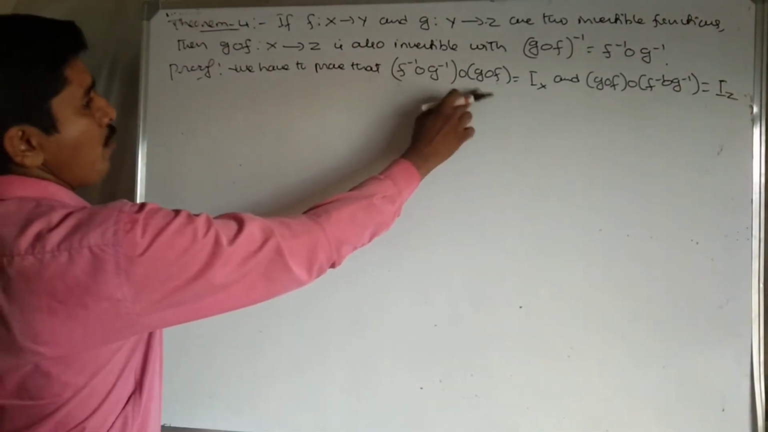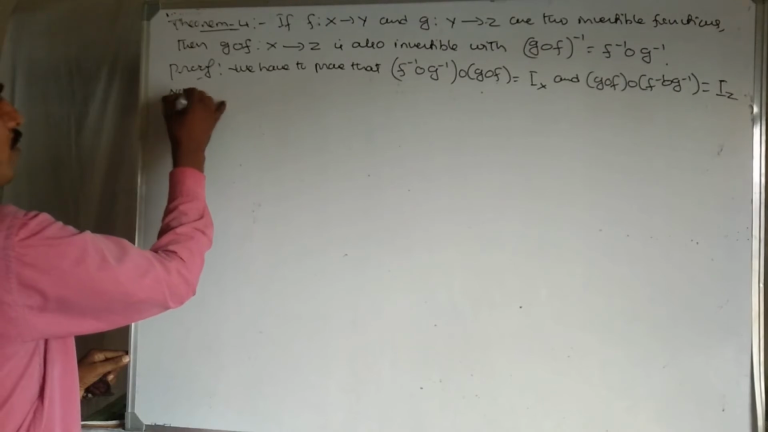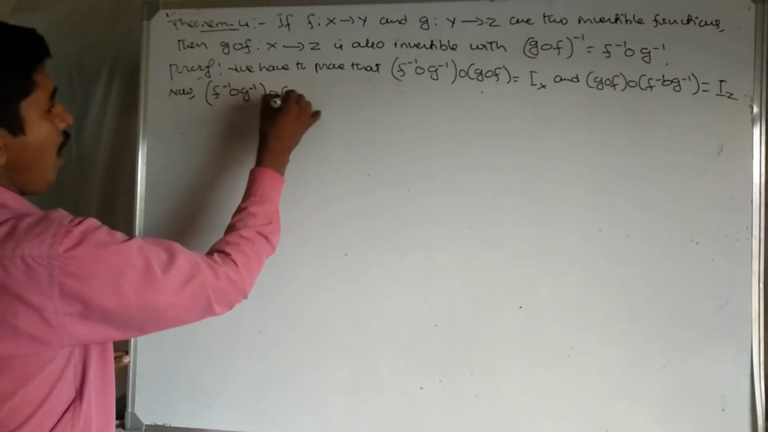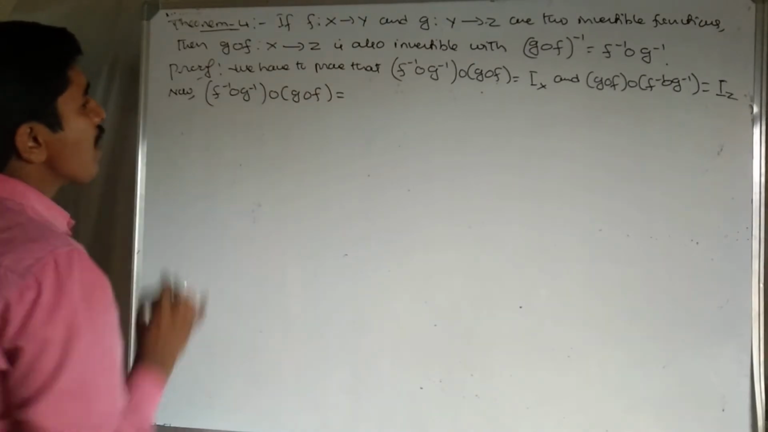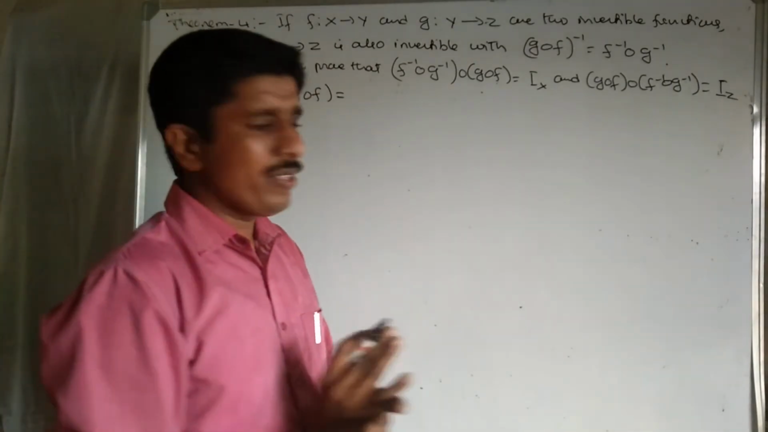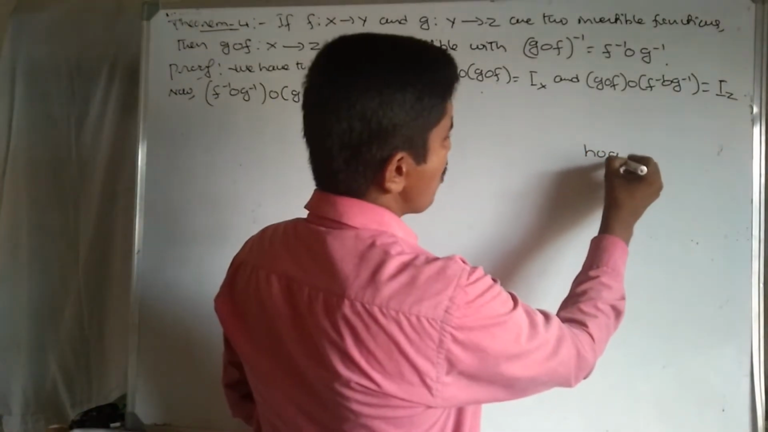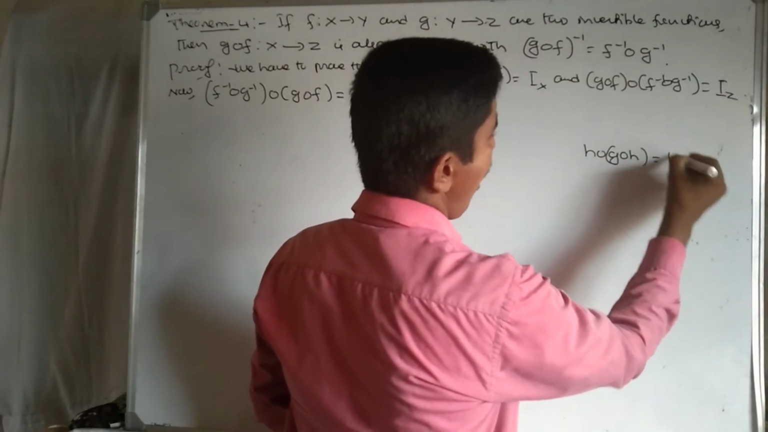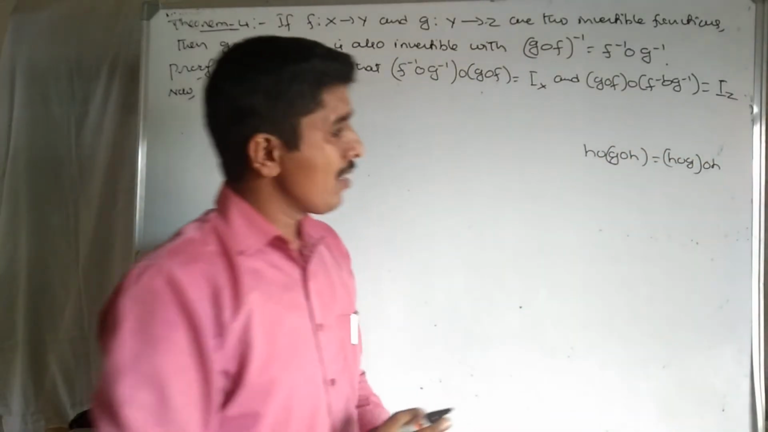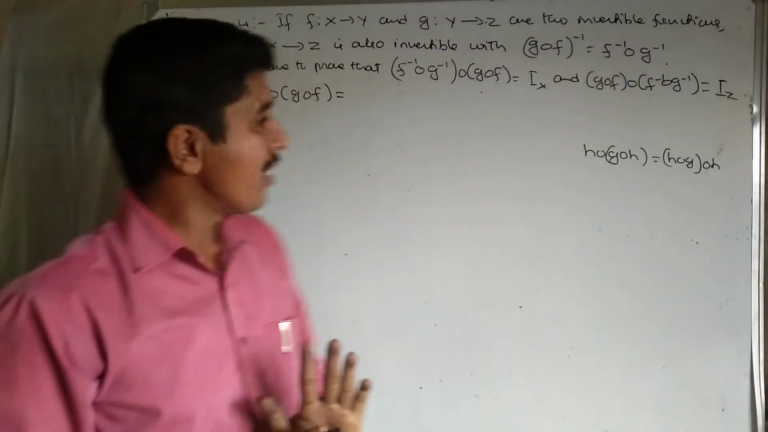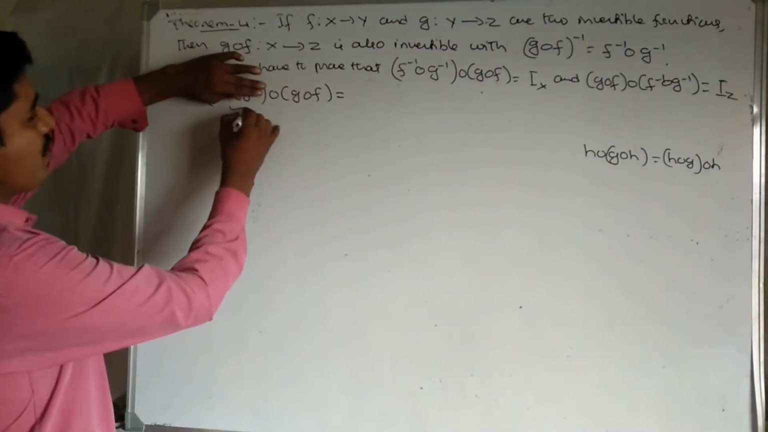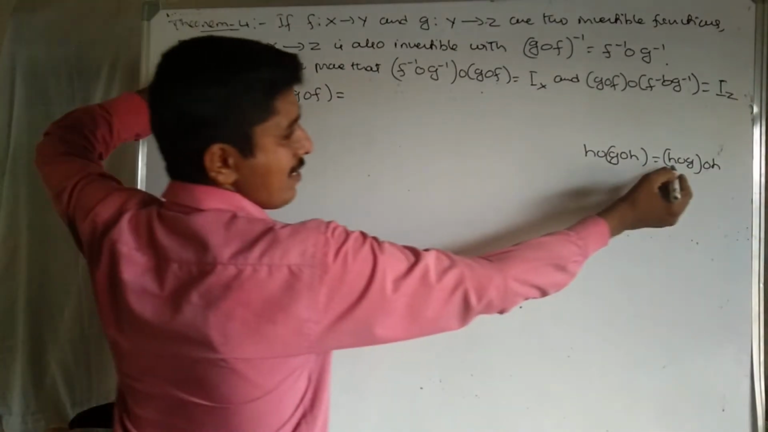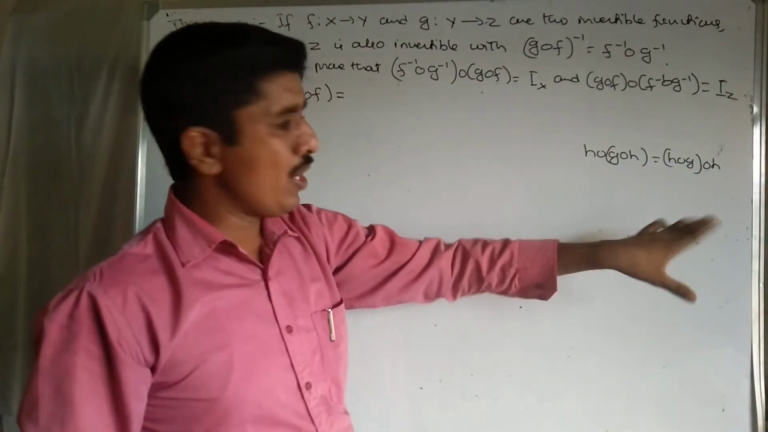First one I am taking this. Take LHS: F inverse O G inverse O of GOF. One thing according to the last theorem, mind it: HO of GOH can be written as HOG of OH like this. Here I am considering this is H, O of GOF, can be written like this. Don't remove O here. Don't get confused.